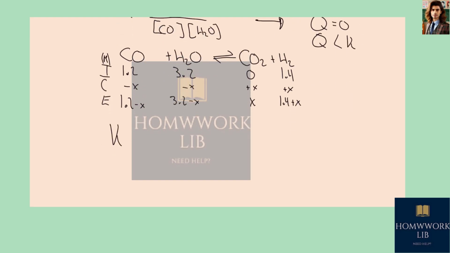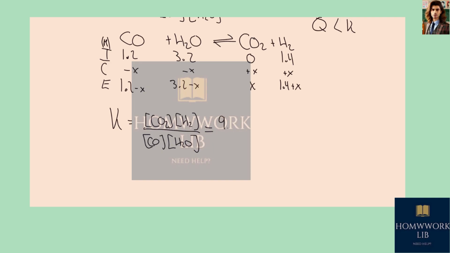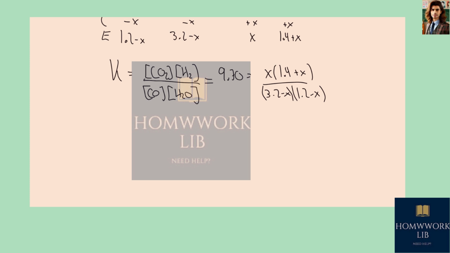Thus, the equilibrium constant, which would be equal to the concentration of CO2 at equilibrium times the concentration of H2 at equilibrium, divided by the concentration of CO times the concentration of H2O, would be equal to, first of all, the value that was provided by the problem, 9.70, and would correspond to x times 1.4 plus x, divided by 3.2 minus x times 1.2 minus x. So now what we're going to do is expand this equation a little bit. We're going to get 9.70 times 3.2 minus x times 1.2 minus x would be equal to 1.4x plus x squared.